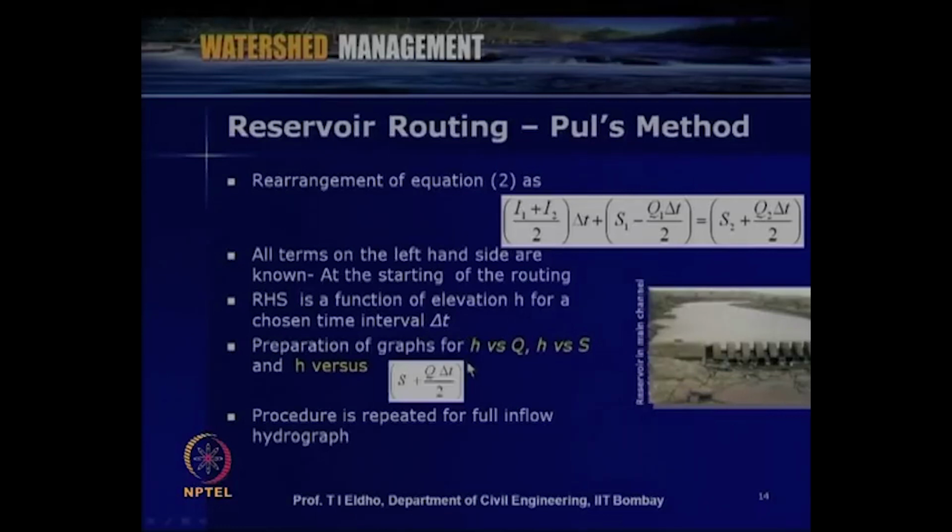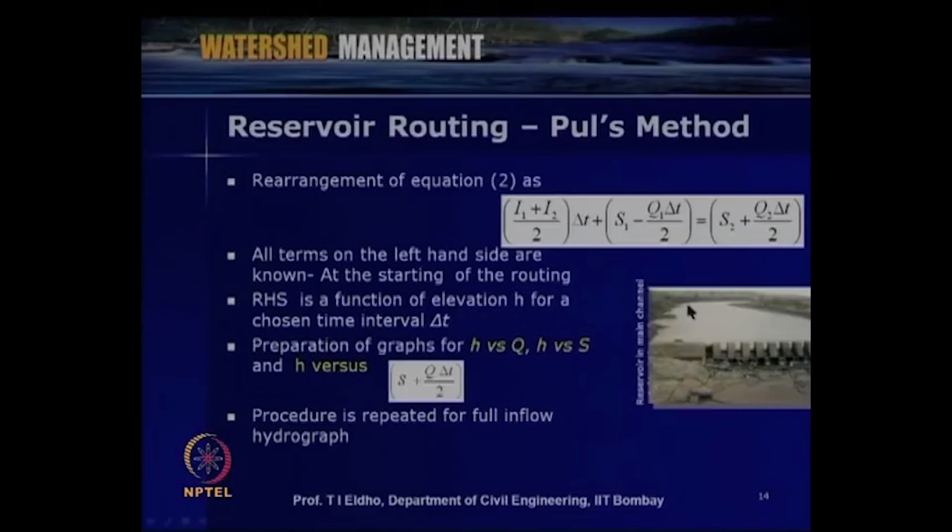So, now we can prepare graphs which can give the h, that means the flow depth or the depth of water in the reservoir, versus the outflow, h versus q, and h versus storage, and then we can also get h versus s plus q into delta t by 2. This way we can prepare graphs with respect to various given conditions, and from that, for the given time, we can identify the possible storage, and also how much outflow can take place. So, this procedure is repeated for the full inflow hydrograph.